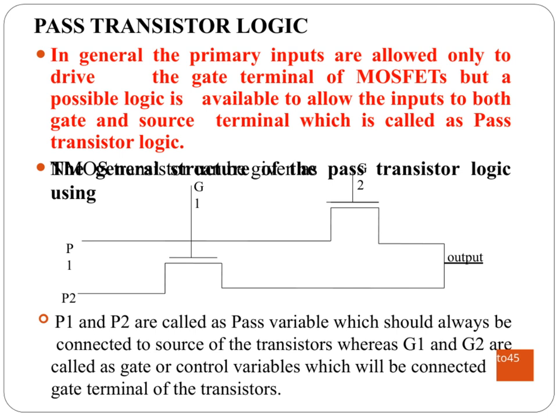P1 and P2 represent the pass variables, and these should always be connected to the source terminals of the transistors. On the other hand, G1 and G2 are the gate or control variables, which connect to the gate terminals. Together, these variables enable the transistor to act as a switch that can pass signals through, leading to efficient implementation of certain logic functions. This method can reduce transistor count and improve speed in some cases compared to traditional CMOS logic.